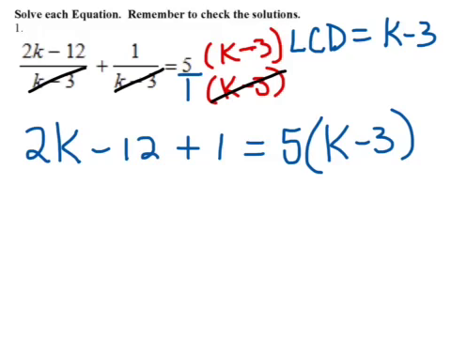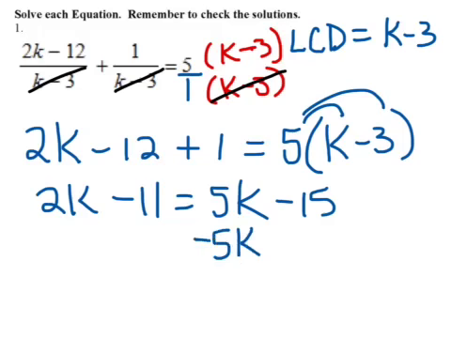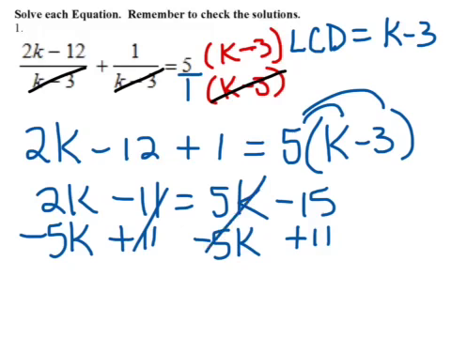Now, let's solve our resulting equation. We'll combine like terms. On the left side, 2k minus 11 set equal to, distributing the 5 through, I have 5k minus 15. Now, let's bring our variable terms to one side. I'll subtract 5k from both sides, and I'll add 11 to both sides. The 11's cancel on the left, the variables cancel on the right.